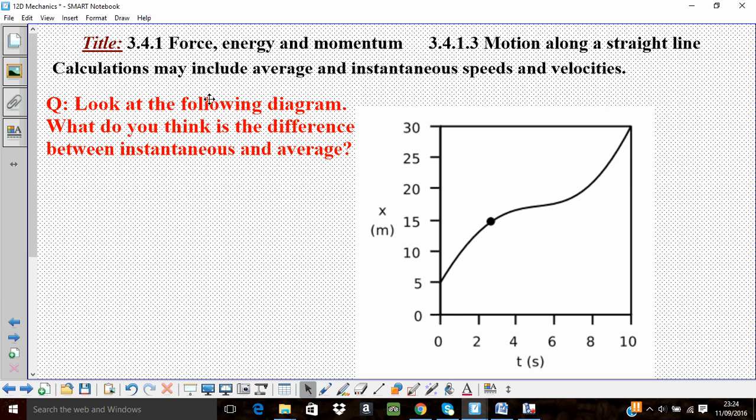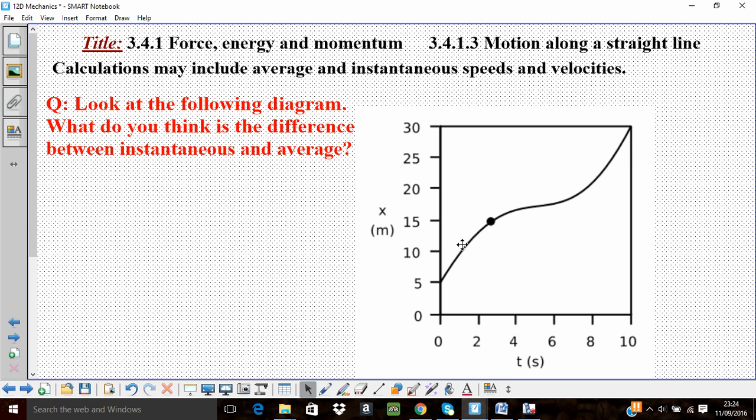Look at the following diagram. What do you think is the difference between instantaneous and average? We see here x in meters, that means distance, and then time. So we see that the object didn't start at the origin. The object started 5 meters away from the origin, which is no problem. We always choose when and how to do our calculations in physics. So the object moved from 5 meters all the way to 30 meters. So the displacement between the initial and the final position is 25 meters.